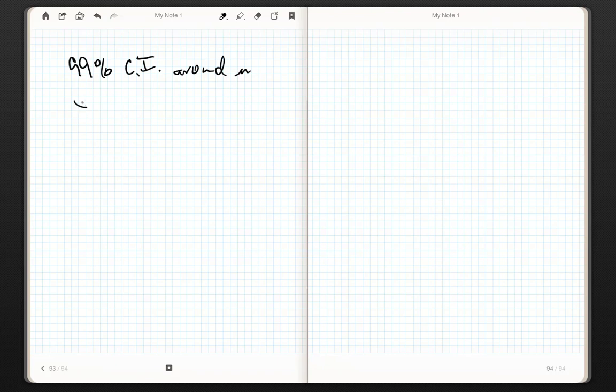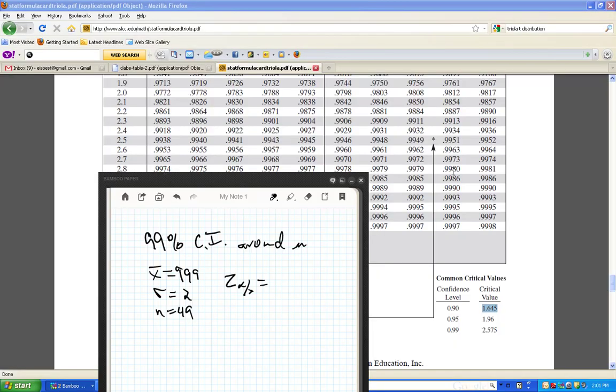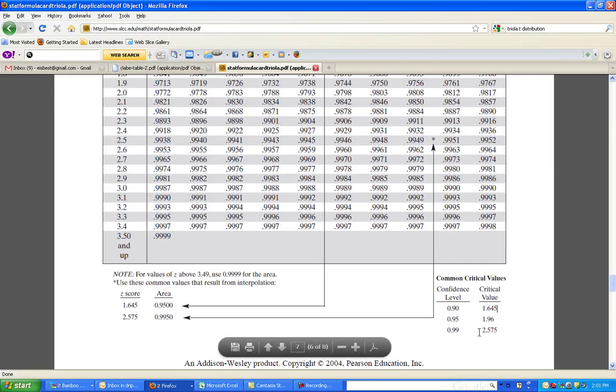All right, so let's see, what do we say? We said x bar equals 999. We said that sigma, which we have to have, equals 2. We said that n equals 49. Now what we need is z alpha halves for a 99% confidence interval. Well, I just showed you. Let's go to this chart. Look at that. It's sitting right in front of us. Isn't that lovely? 2.575. So that's my z alpha halves.